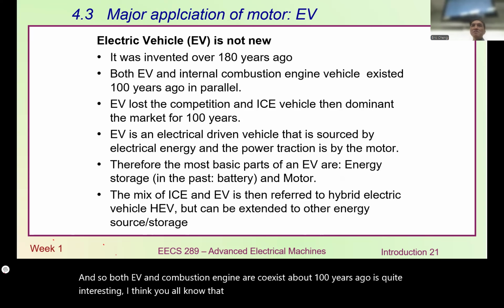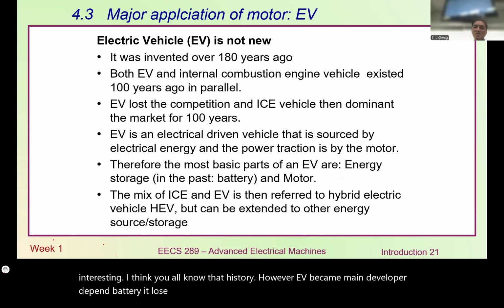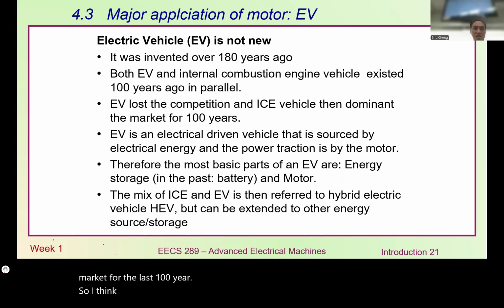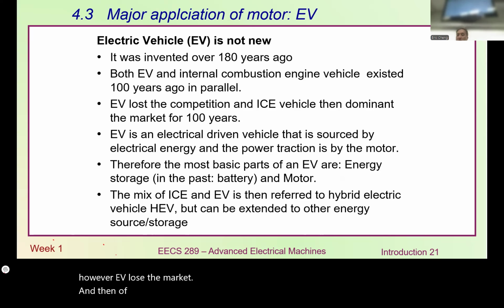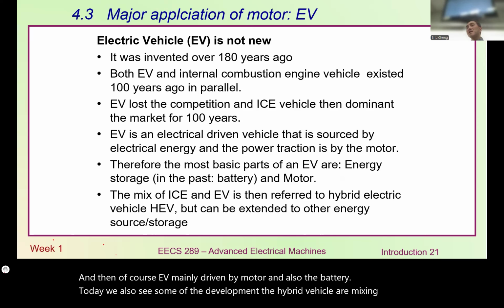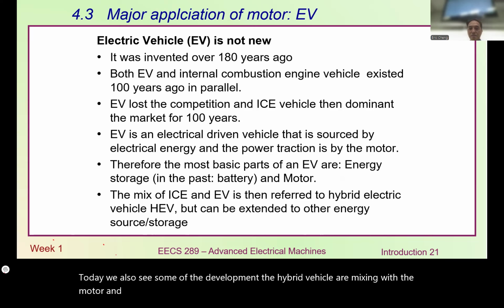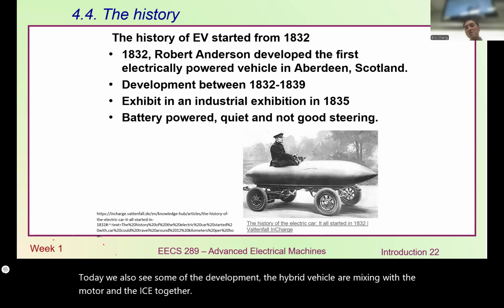However, because EV depends mainly on the motor and the battery, it lost the competition at that time. The IC engine became the dominant market for the last 100 years. Since 100 years ago, we have had these two coexisting, but EV lost the market. EV is mainly driven by motor and also the battery. Today, we also see development of hybrid vehicles, mixing the motor and the ICE together. Here is one of the pictures. I think I showed some of you before.